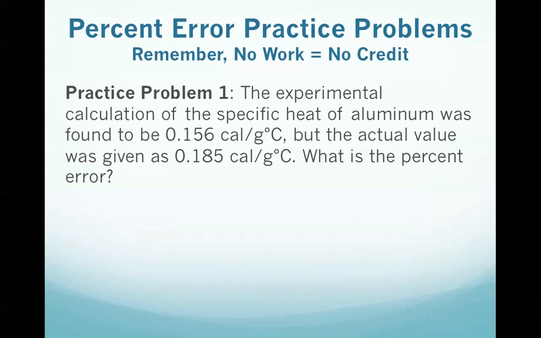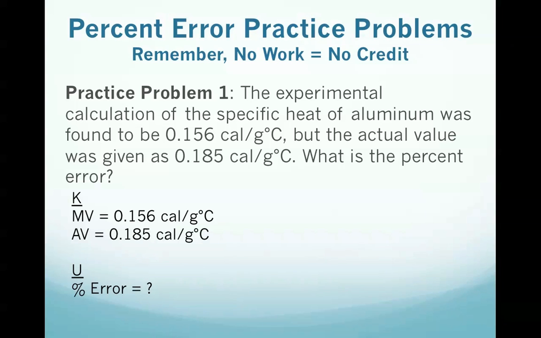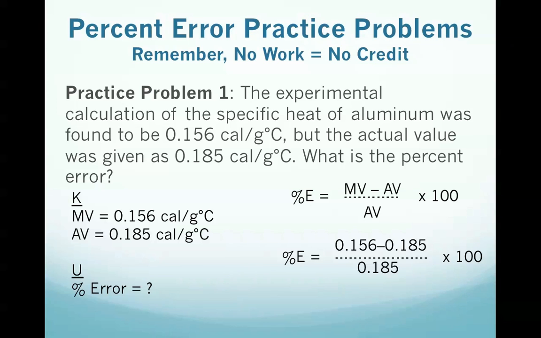Okay, our practice problem. If you understand how to use the equation, I would just pause it and then you can check back to see if you set it up and got the correct answer. So here, aluminum was found in the lab to have a specific heat of 0.156 calories per gram degrees Celsius, but the actual value was 0.185 calories per gram degrees Celsius. What is the percent error? Measured value was the first one listed, the 0.156. Accepted value was the 0.185. Setting up and showing the equation, plugging in the values correctly, especially being careful that you always put the accepted value in the denominator, and then solving for 15.7%.